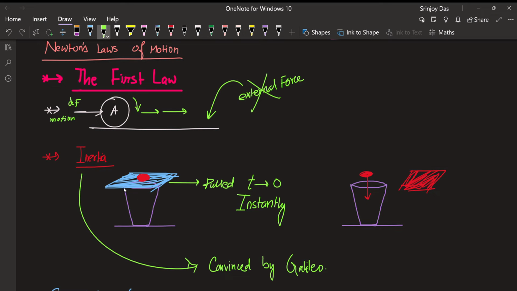Means here we have taken an example of a glass and we have kept a cardboard, and on the cardboard have kept a coin. So now we have pulled the cardboard instantly, very fast, and what we have just seen is that the coin has dropped downwards, instantly, straight down. It has not moved forward, backward, no. And inertia is conceived by Galileo. Okay.